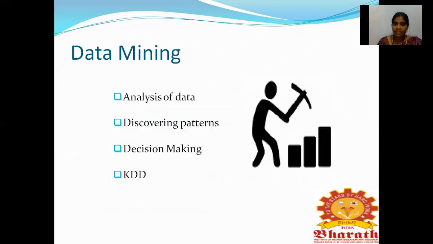In data mining, again I am saying, the amount of data is very large compared to the last decades. So the first step of data mining is to analyze the data and discover any new patterns that can be gathered from the data. Based on the patterns, we make decisions for the current problem and also predict the future. Then for that we are using another thing called KDD.